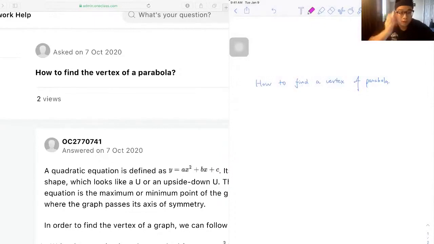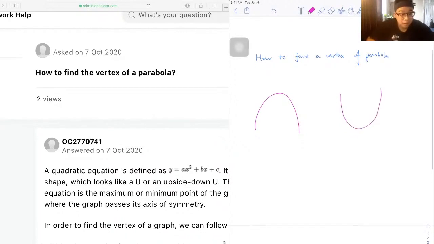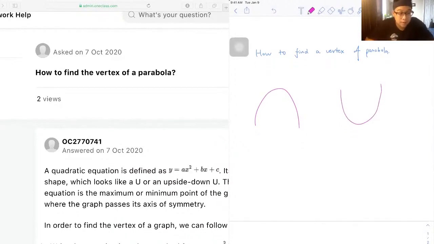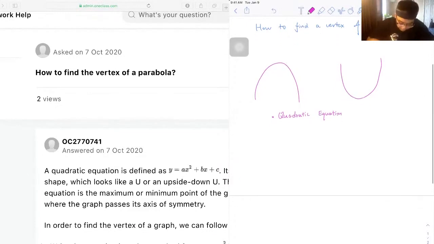So first, let's define what is a parabola. So a parabola looks like this or something like this, and it is a quadratic equation. So let's write the keyword down. So quadratic equation, and it is defined as y is equal to ax squared plus bx plus c.